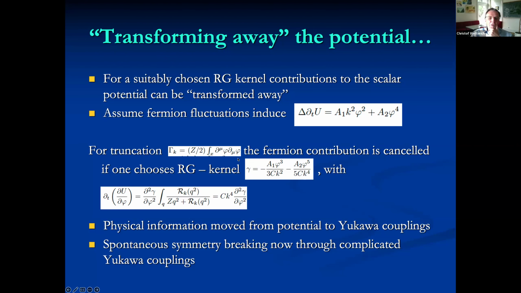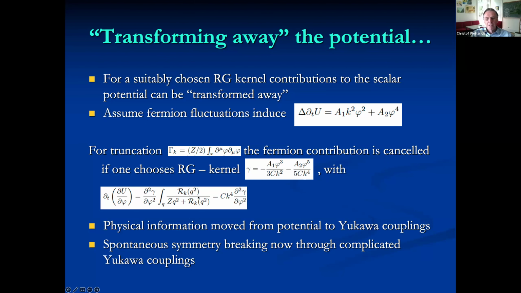And now I can use a truncation where at the beginning I neglect the potential. And in general, you would then generate a potential from the fermion fluctuations. But now I simply choose for this truncation an RG kernel gamma that is cubic and fifth order in phi. It has this coefficient C, which is nothing else than the momentum integral over this simple function.